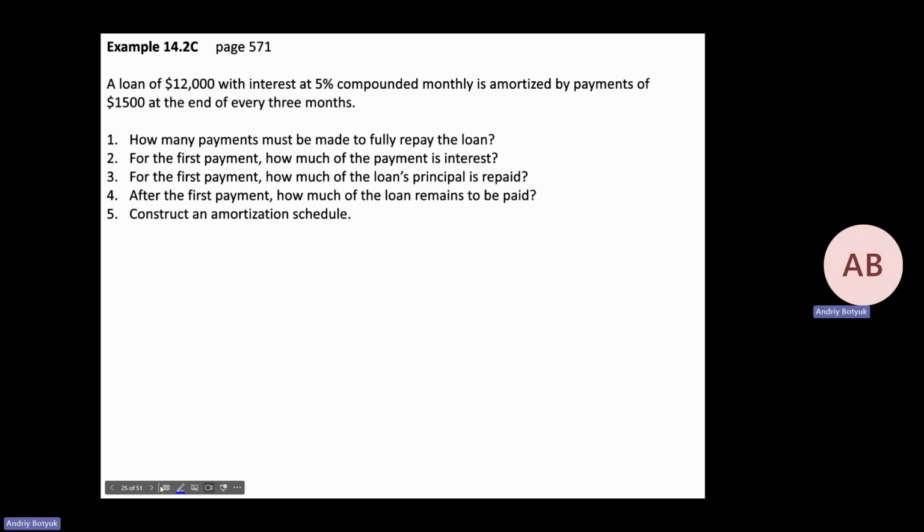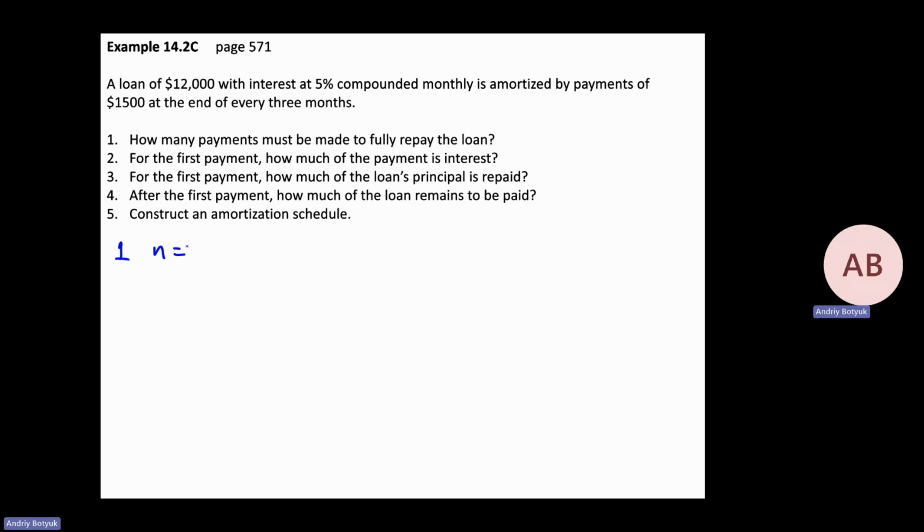So a loan of 12,000 with interest 5% compounded monthly is amortized by payments of 1,500 at the end of every 3 months. First things first, we need to know the number of payments, right? So let's do it. For now, we don't really need to know that exact n value. We will round to the full number.